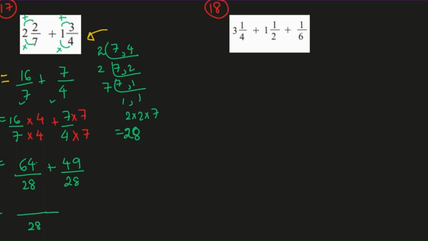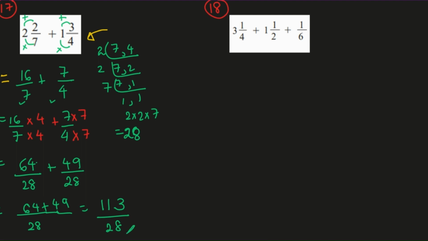28, 64 plus 49. 9 plus 4 is 13. 1 is remaining. 6 plus 4, it's 10. 10 plus that 1, it's 11. So 113 divided by 28. Right, great.